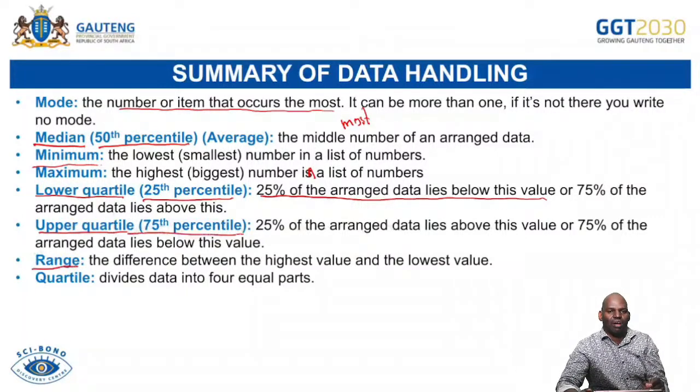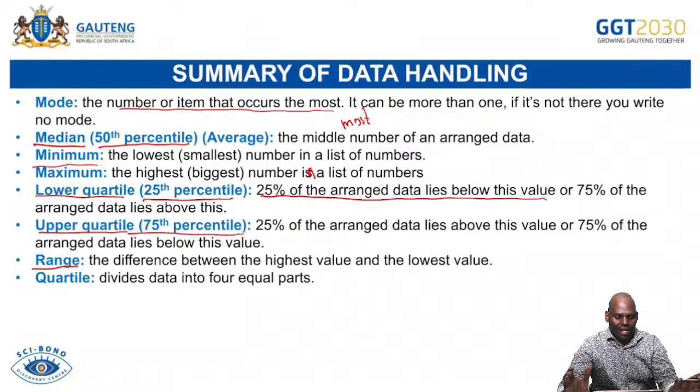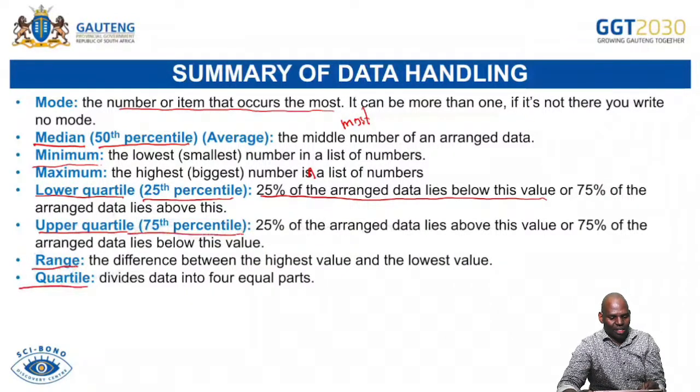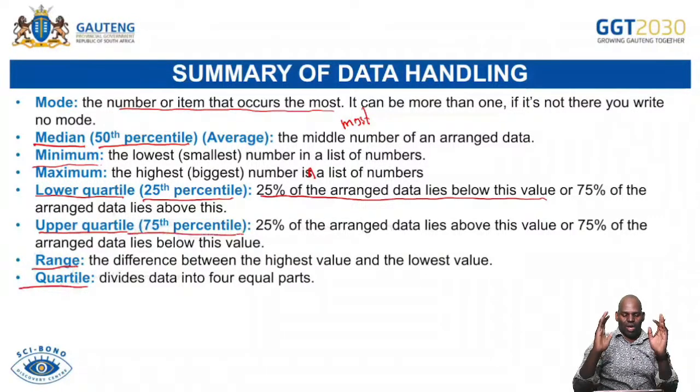And then range, if they ask you to define range, you are not going to write the formula. The range must be the difference between the highest value and the lowest value. The difference between the biggest value and the smallest value. And then what do we mean by quartile? A quartile is a set of data that divides data into 4 equal parts.